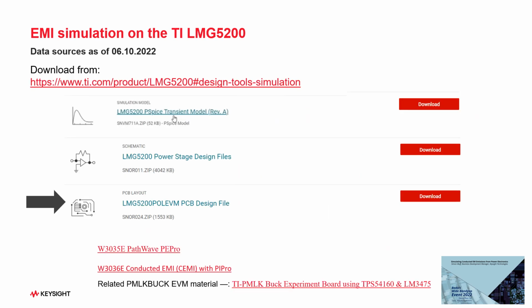As said, for the references, you can go to the TI webpage, download the PSpice transient model, download the design files, and of course also the PCB design file. This is what we show here. If you go to the links here in the presentation, you can have access to a test license of either PE Pro or PI Pro.